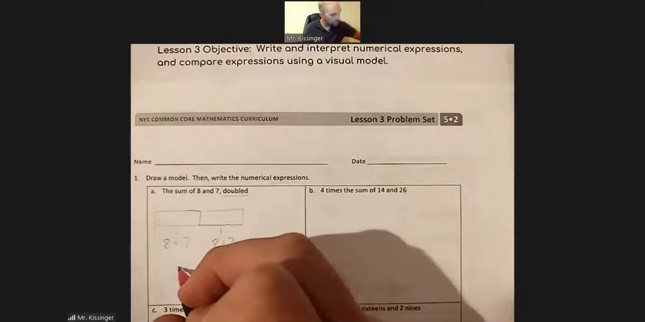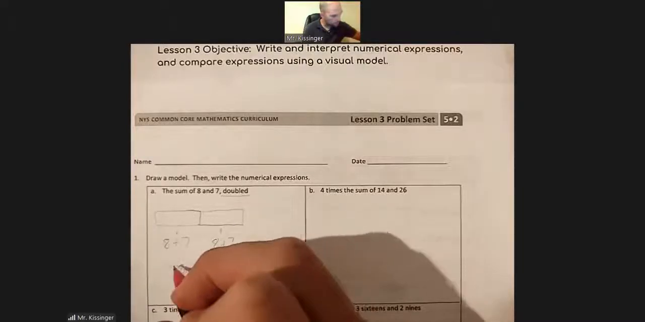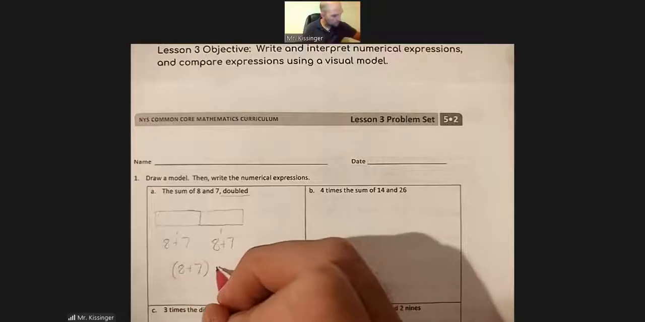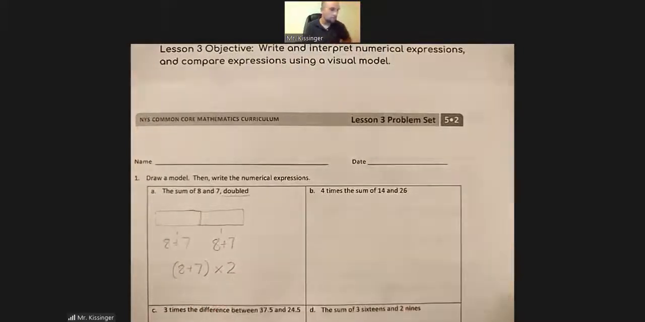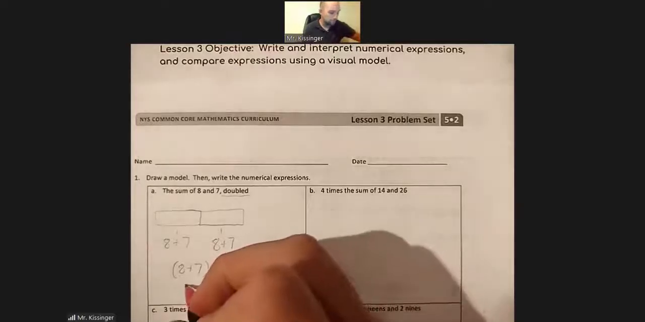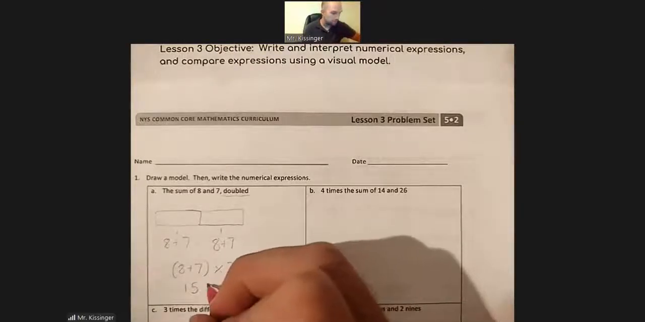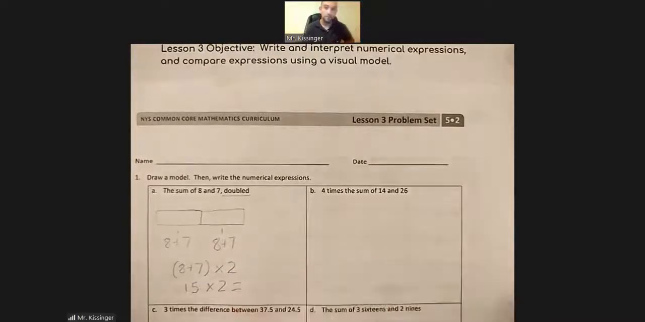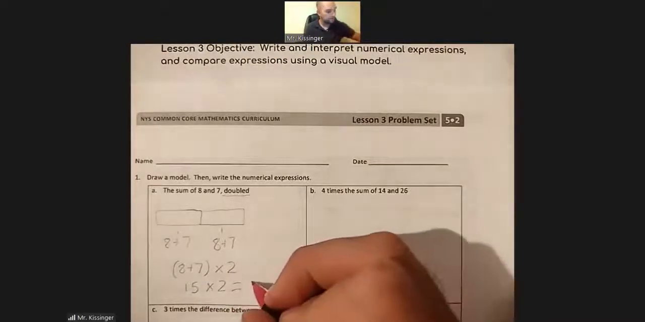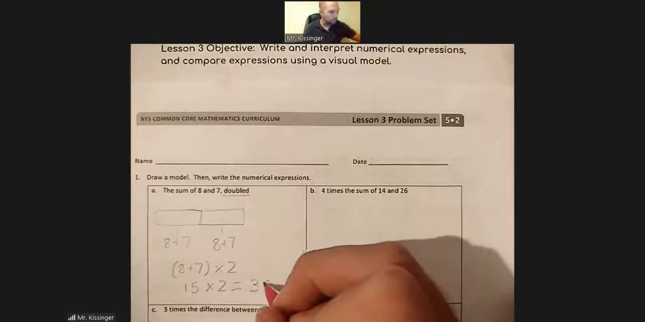We do 8 plus 7 times 2. So first we'll solve 8 plus 7, which is 15, times 2. 15 times 2 is 30.